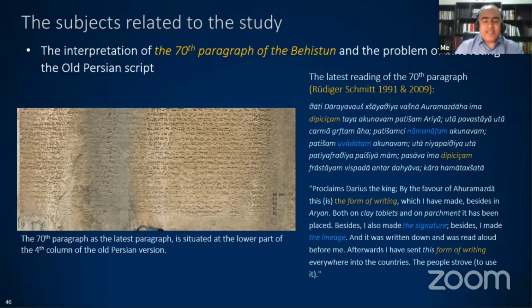The latest suggested reading has been produced by Rüdiger Schmidt in 1991. Based on Schmidt's reading, the 70th paragraph announced that by order of Darius, new scripts, or what Schmidt has translated as the form of writing in Aryan, has been innovated. Besides, the signature as well as the genealogy had been put on the new writing too.